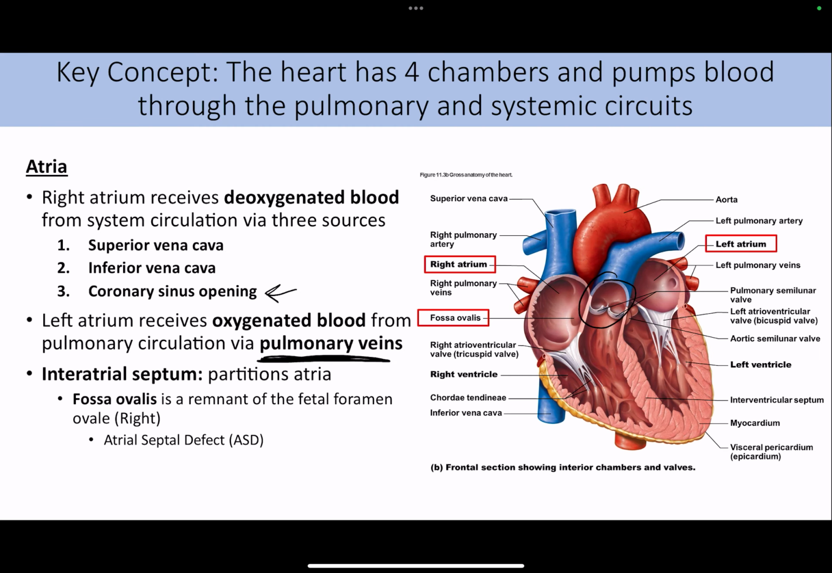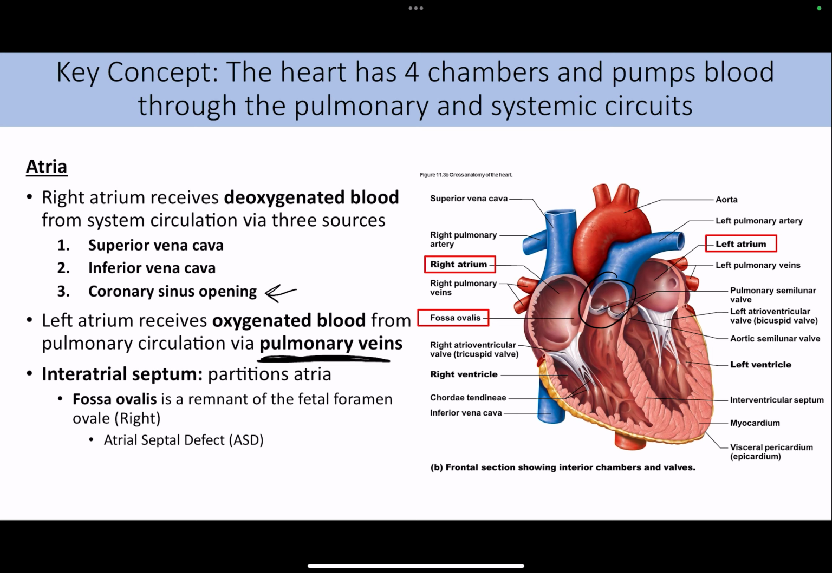Now, there is a structure that we have in our heart called the fossa ovalis. Where's another part of the body that we have a fossa ovalis? In the skull. You guys remember all those holes you had to learn about? Fossa ovalis is one of them. Again, I don't know why they give the same name to different things, but they do. So our fossa ovalis in the heart is actually a remnant of the fetal foramen ovale. So you have a fetal foramen ovale that's not in the skull, it's in the heart.